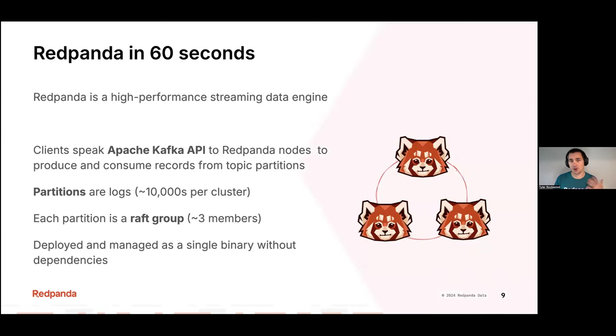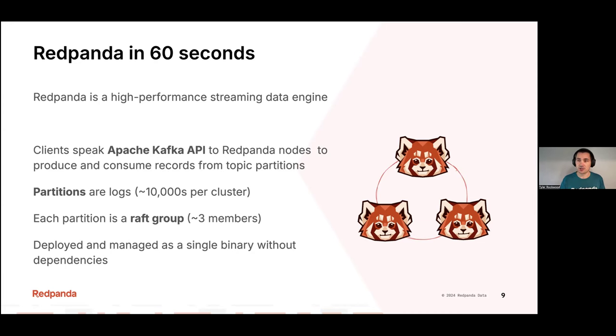First of all, Redpanda is a high performance data streaming engine. We speak the Apache Kafka API. So if you have a Kafka client, and there's one in basically every language, you can talk to it and produce and consume messages from distributed logs. Each of these logs is segmented in two ways, topics and partitions. Each partition is a log in the cluster, and there can be tens of thousands of logs per cluster.